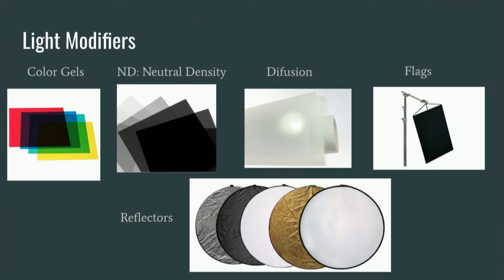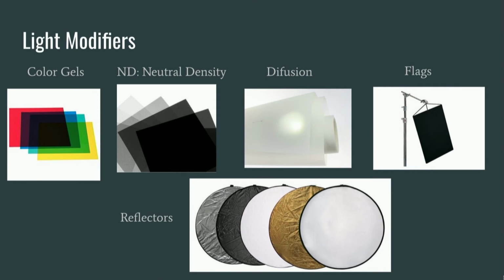We have different types of light modifiers. So we spoke about gels. We also have something called ND filters, which I do believe by now you know what an ND filter might be in the camera. We have the same thing for lights. ND filters are actually sunglasses for the camera.